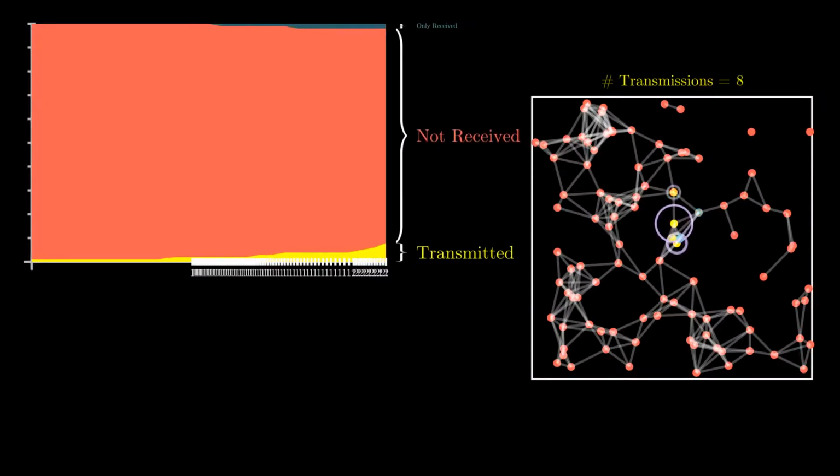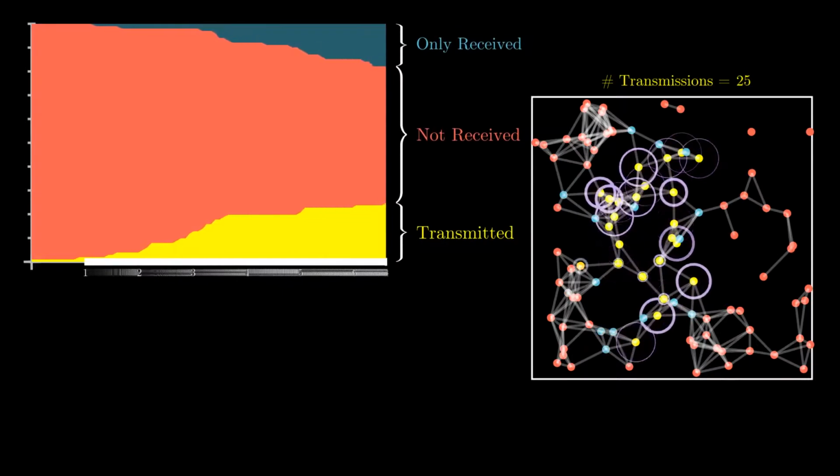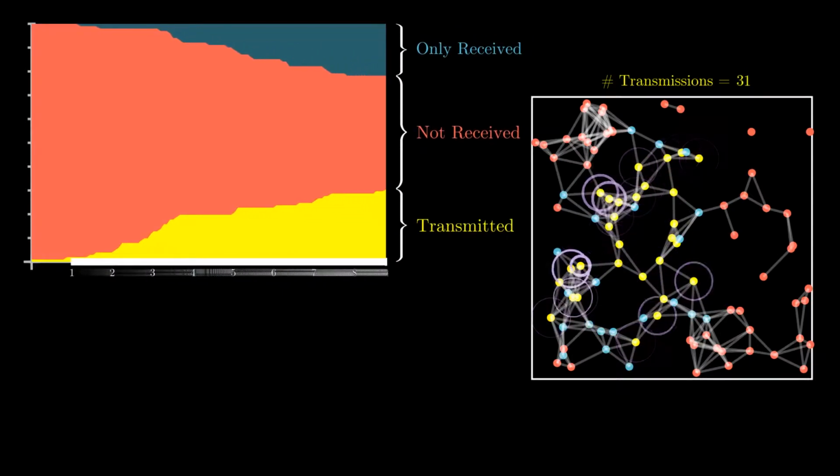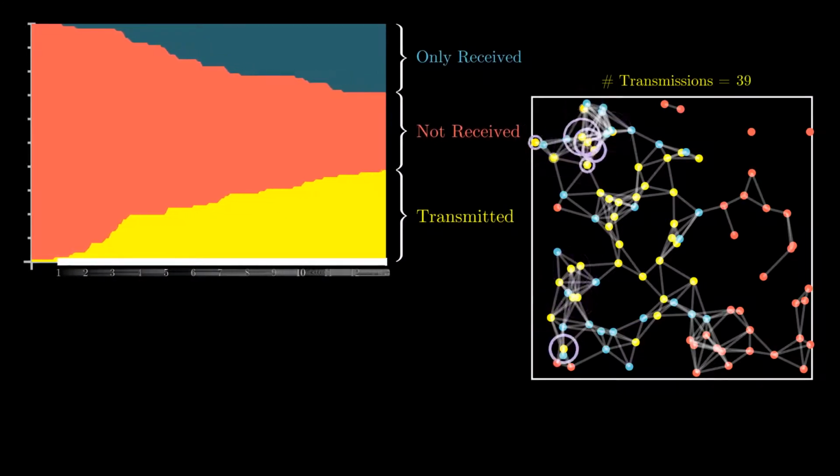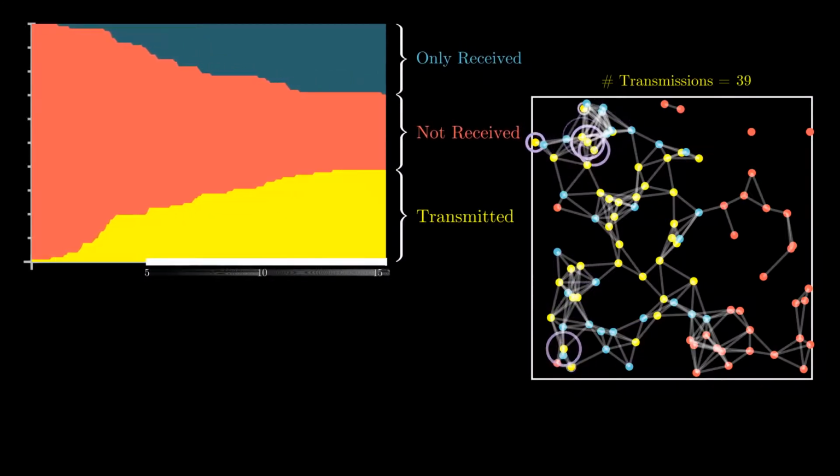Let us look into a simulation of this algorithm. Here again, the yellow nodes are those that received the packet and forwarded it. The blue nodes are those that only received the packet but did not forward it. And the red ones are those that did not receive the packet at all. While this algorithm does decrease the number of transmissions, reception of a packet is not guaranteed.